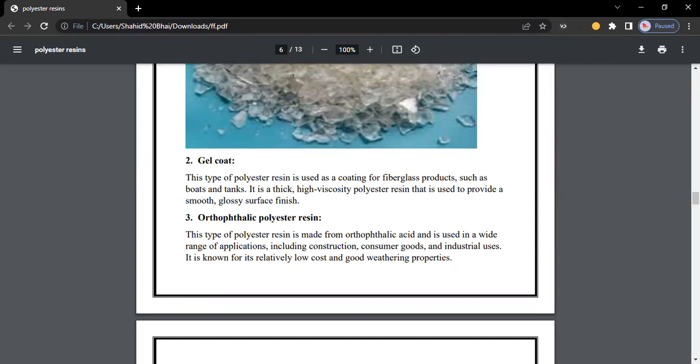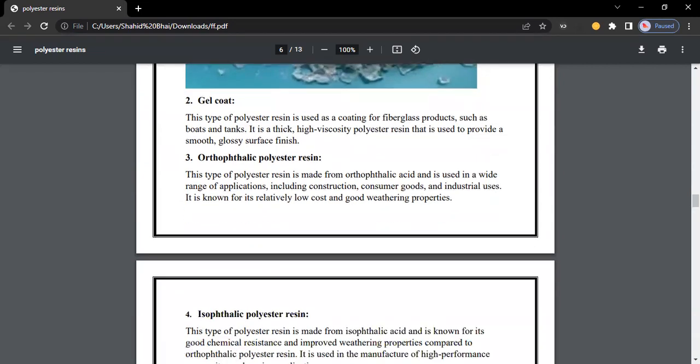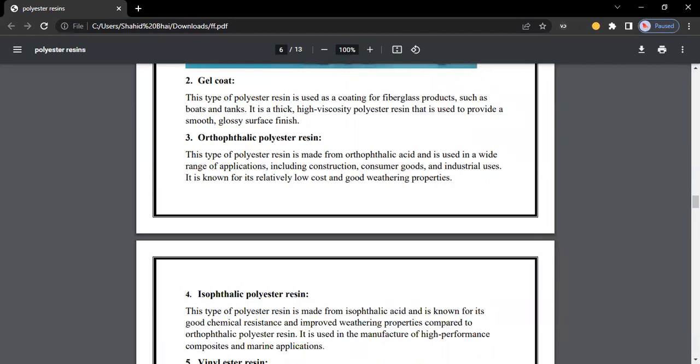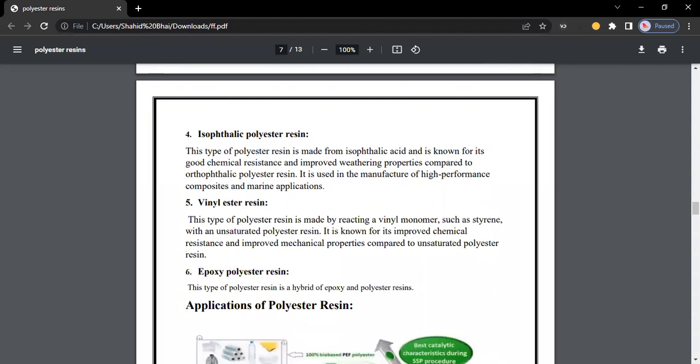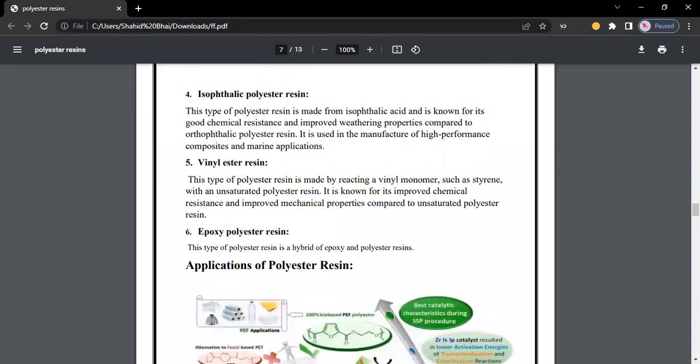Orthophthalic polyester. This type of polyester is made from orthophthalic acid and is used in a wide range of applications, including construction, consumer goods, and industrial uses. It is known for its relatively low cost and good weathering properties. Isophthalic polyester. This type of polyester is made from isophthalic acid and is known for good chemical resistance and improved weathering properties compared to orthophthalic polyester. It is used in manufacturing high performance composites and marine applications.